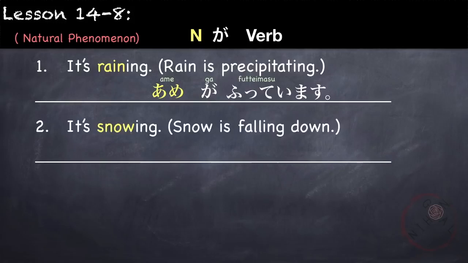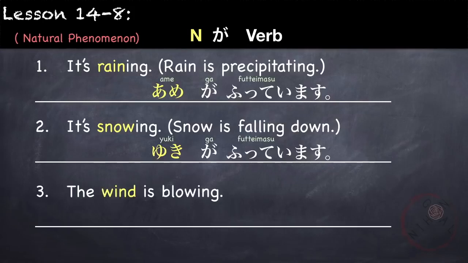It's snowing. Snow is falling. Yuki ga. Again, our noun is marked by the particle ga. We use the same verb, furimasu, and it becomes futteimasu. Yuki ga futteimasu. Last example, the wind is blowing. Wind is kaze. Kaze ga blowing is fuiteimasu. Kaze ga fuiteimasu.